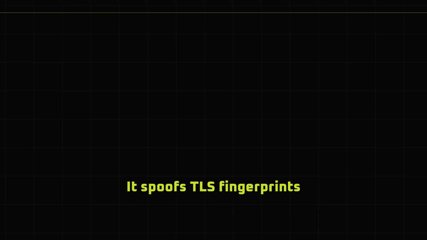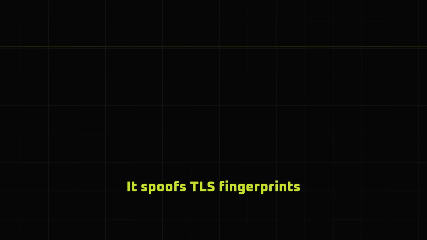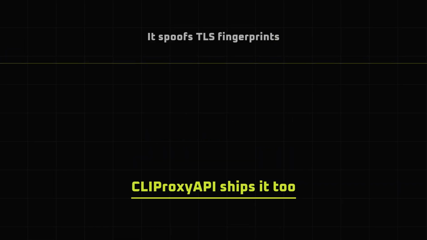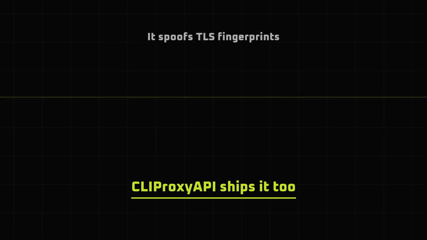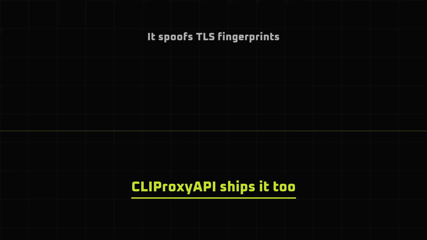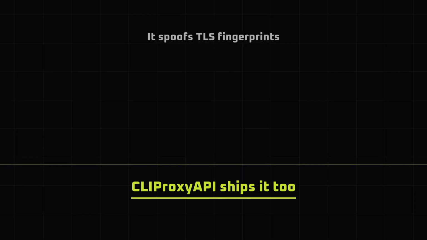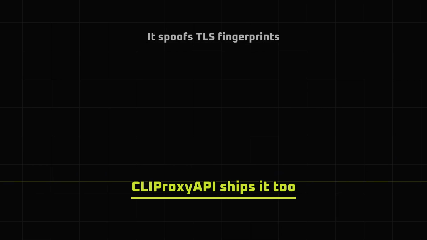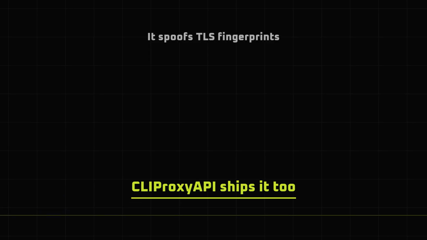OmniRoute can spoof the JA3 and JA4 TLS fingerprints, so its traffic looks like the genuine CLI. It is not alone in that. CLI Proxy API, the Go project OmniRoute was ported from, ships the same TLS stealth. The point of the feature is that the provider on the other end cannot easily tell your gateway from the tool it is imitating. That is either exactly the feature you came for, or a line you would rather not cross, and nobody gets to decide it for you.